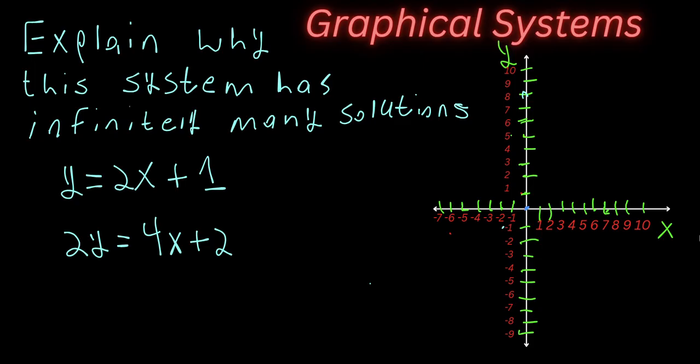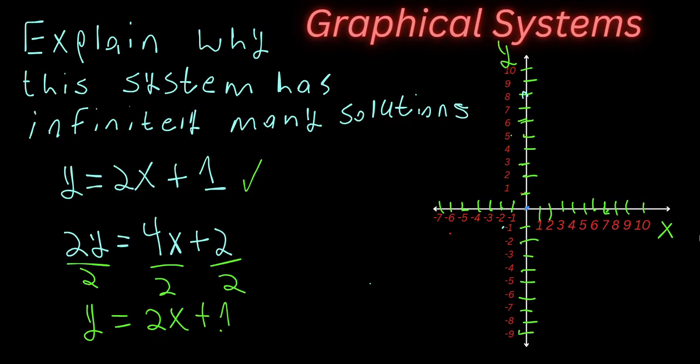So we have y equals 2x plus 1. This one's good. This one is in linear form or slope-intercept form, so we can easily graph it. Now the second one's not, so we can't so easily graph it. So let's go ahead and manipulate it to put it in slope-intercept form. And what that's going to look like is we're going to divide every term by 2. And when we do that, we get y equals 2x plus 1.